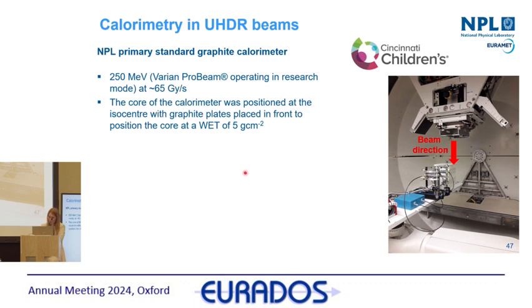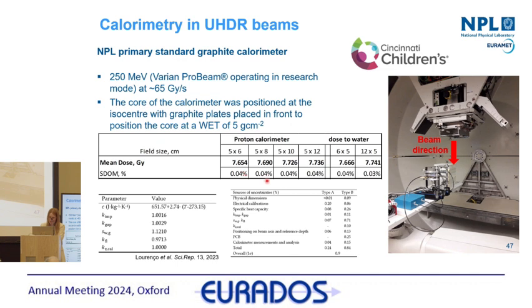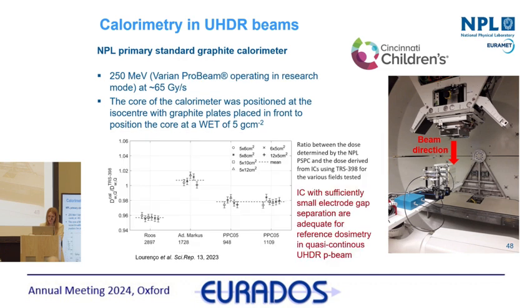This is just the configuration of the beam. And we disseminated the absorbed dose for a range of square fields with an uncertainty of 0.9% at k equals 1. So this is really a primary standard measurement, but for flash radiotherapy.